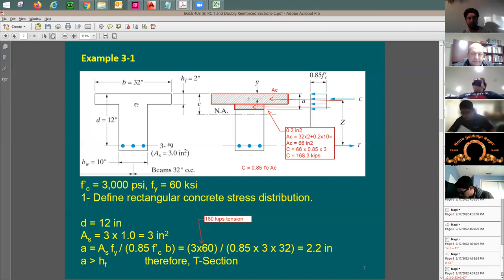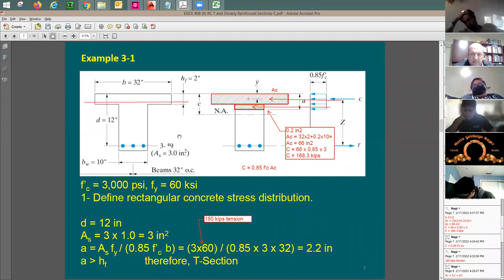You solve for a, lowercase, meaning that you assume that your compression block depth is given within the flange. That's your first assumption. This is the reason in my analysis here, I said a equals A_s f_y divided by 0.85 f'c times b, and I use this b. It means at the beginning, I assumed that the compression block depth is given within the flange. If my assumption is correct, I'm going to continue and treat this as if it is a rectangular section, because I have a rectangular section compression block.